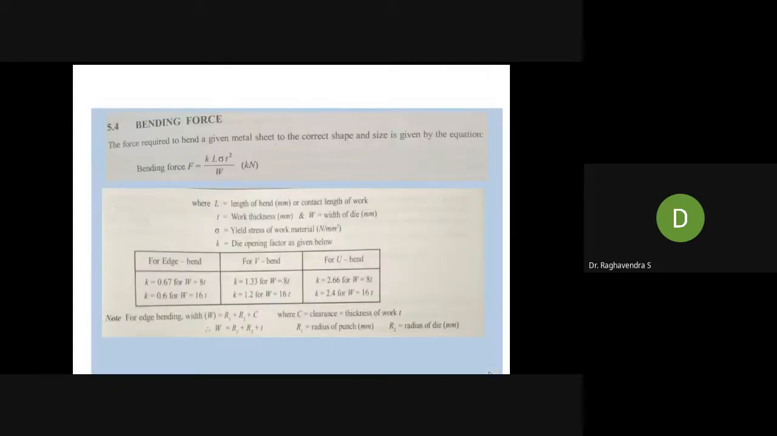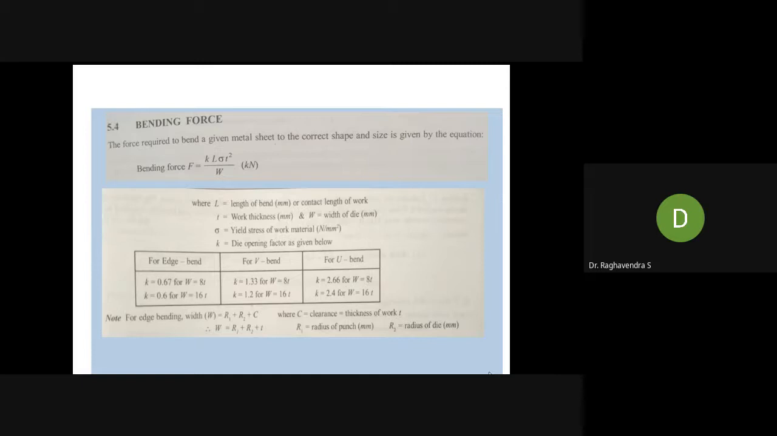Can you see the first column for edge bend? K value is 0.67 and for W value, that is width of the die, is 8 times T. For V bend, K value is 1.33, W value is 8 times the T. For U bend, K is equal to 2.66, W value is 8 times the T.